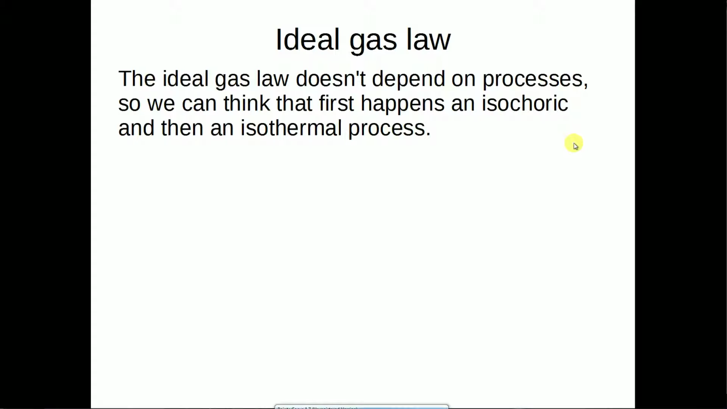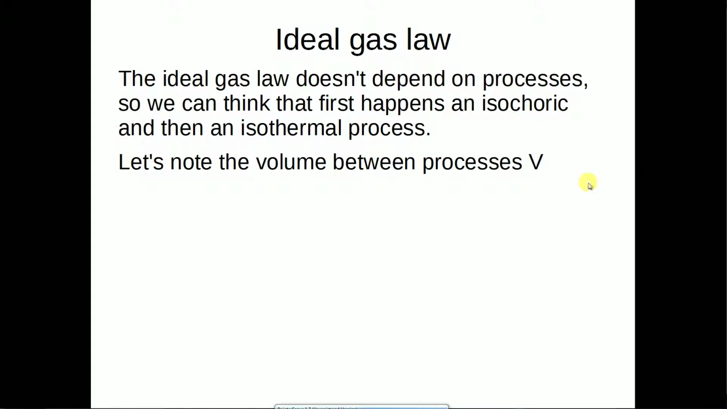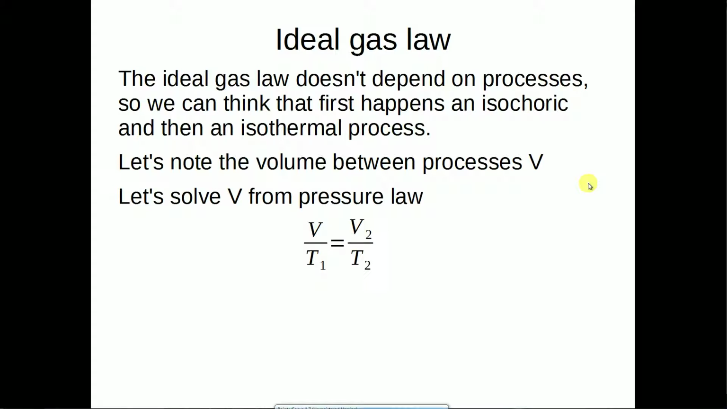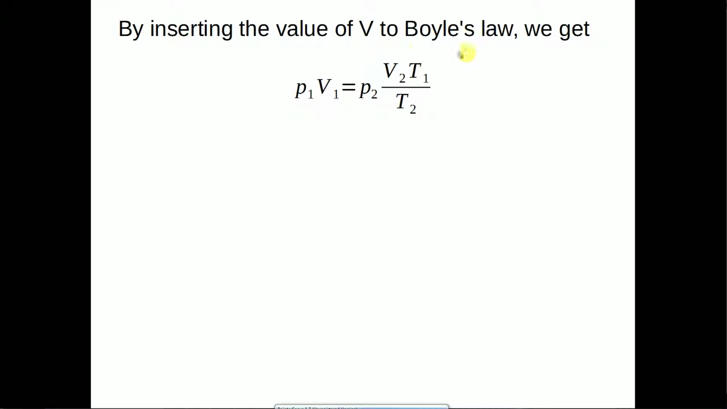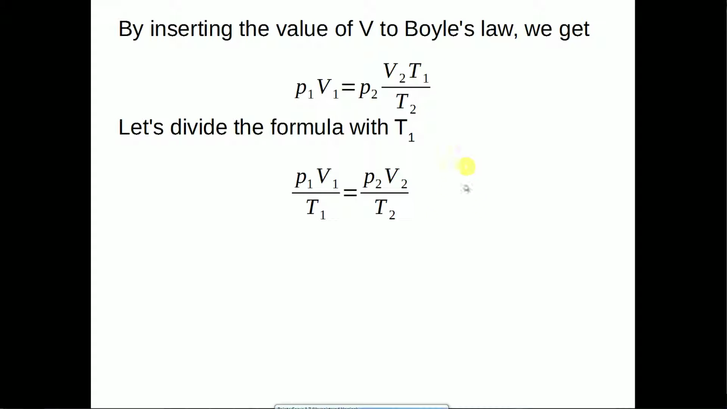Let's note the volume between processes with V. We can solve the V from the pressure law by multiplying the equation with T1. Then we insert the V into Boyle's law, and we get P1 V1 is P2 times V2 T1 over T2. And let's divide this formula with T1 and we get PV over T is constant.